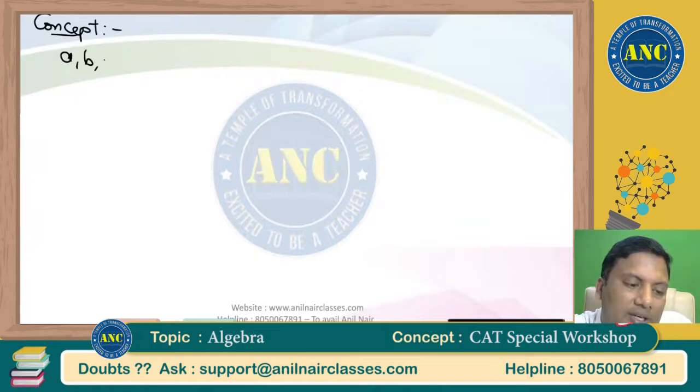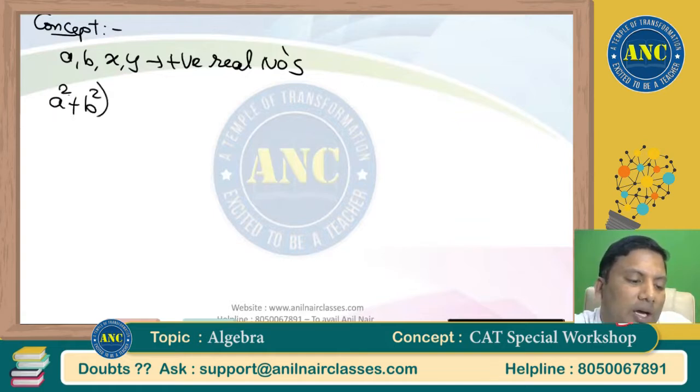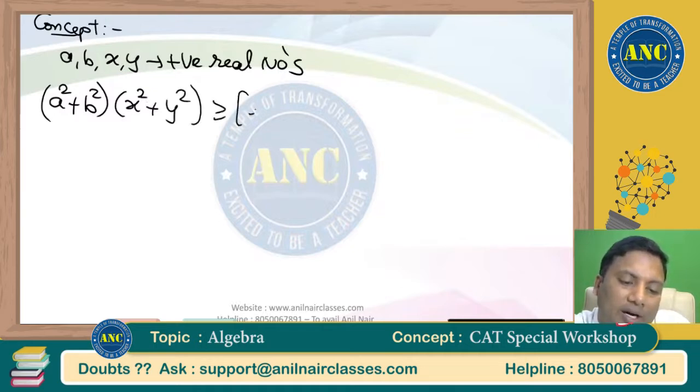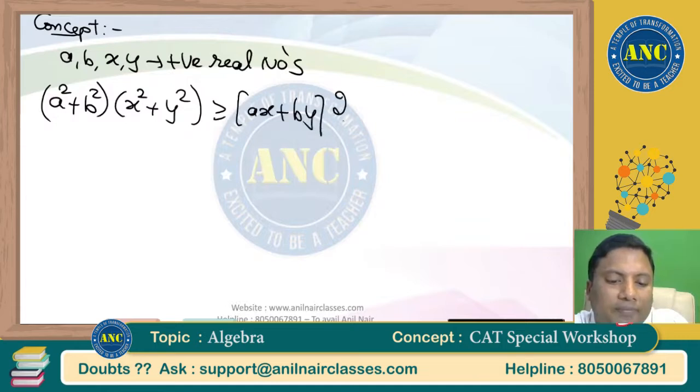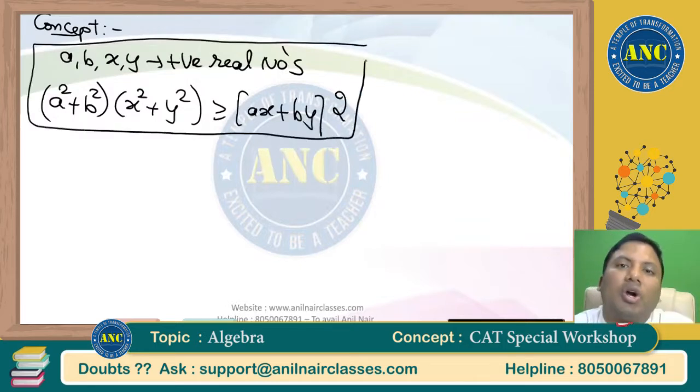A, B, X, Y are positive real numbers. If A, B, X, Y are positive real numbers, (A square plus B square) into (X square plus Y square) is always greater than or equivalent to (AX plus BY) whole square. Very, very important key point.